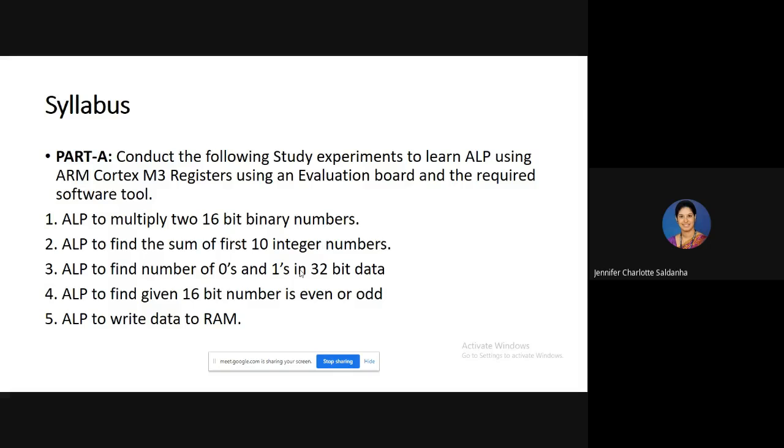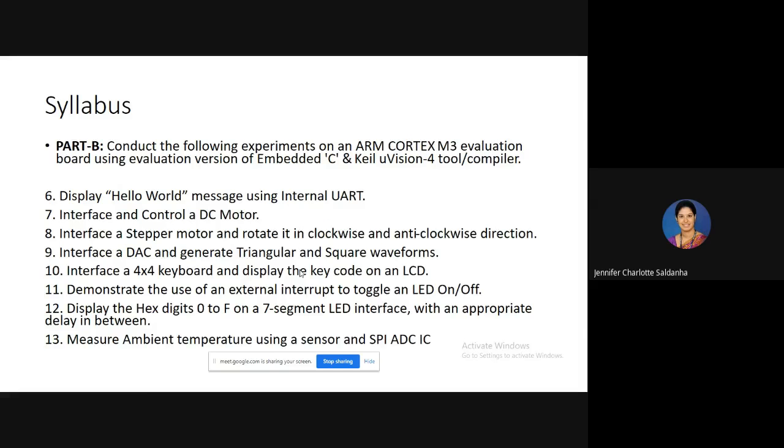machine or object code. In part B, you have experiments to be conducted on the ARM Cortex-M3 evaluation board using the evaluation version of Embedded C and the Keil MicroVision 4 compiler. So these are the interfacing experiments which are written in Embedded C. The first experiment is to display hello world using internal UART.